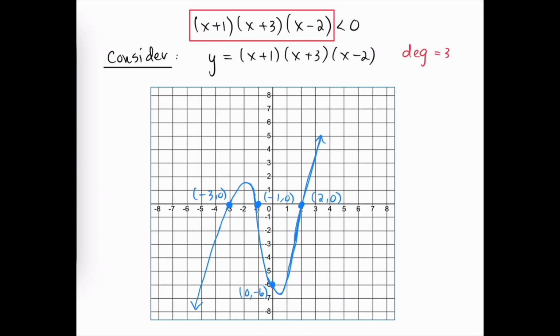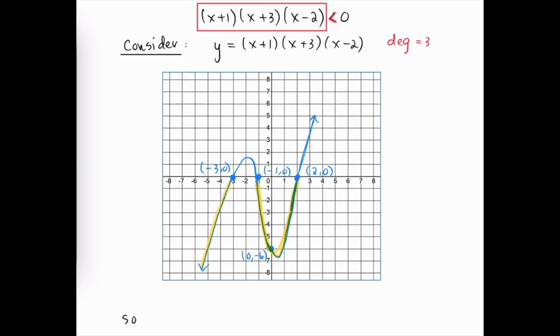We want the output of this polynomial to be negative, which means that we're looking for the y values that are negative. And the y values of this polynomial function are negative in this region and then also in this region. So the solution to this polynomial inequality is going to be all the x values starting way out here at -infinity. All these x values generate negative y values, and going all the way up to -3. But we're not going to include the -3 because at -3 we have a y value of 0, and we want our y value to be strictly less than 0.